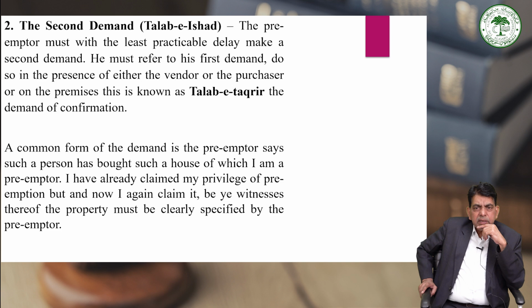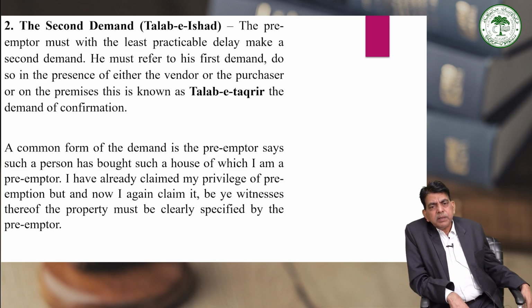This is known as Talab-e-Taqreer. After the first demand, he can go directly to the spot of the property, and standing on the property in question, he can raise the demand that he has already made the demand for giving back this property to him in the exercise of the right of pre-emption.